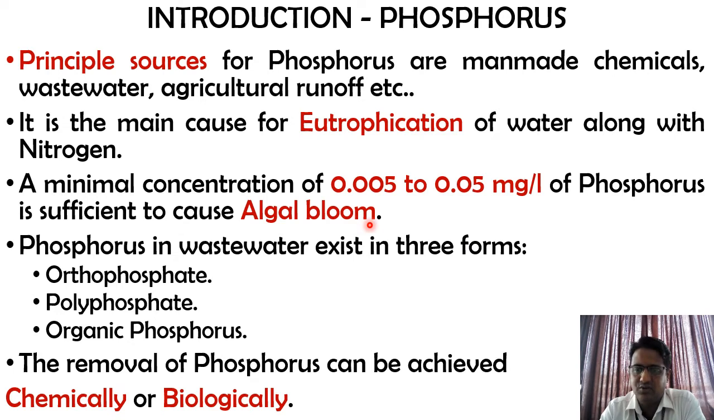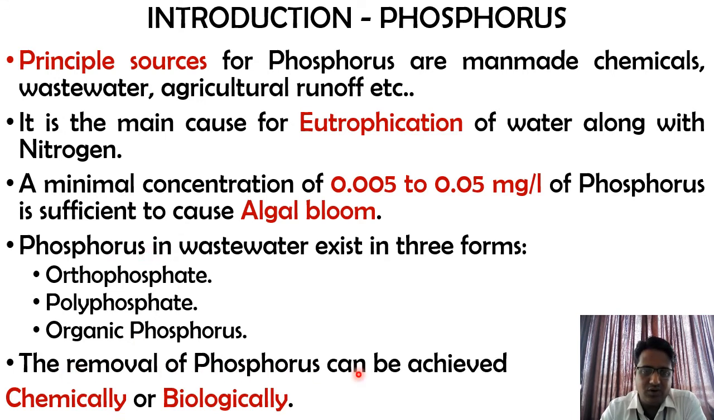So basically algal bloom is nothing but where your green algae multiply at a much faster rate, because of which the entire surface area of the water is covered with that green algae. Once this happens, the entire aquatic system, or the entire life cycle inside that particular water resource, will get disturbed. Now, phosphorus in wastewater exists in three forms. The first one is orthophosphate, the second is polyphosphate, and the third is organic phosphorus. So, these are the three forms in which phosphorus exists.